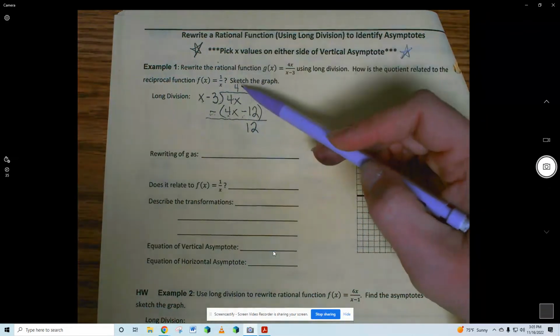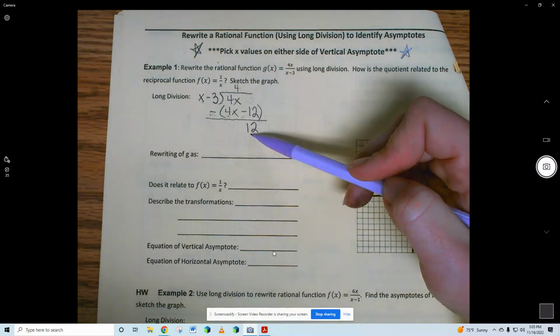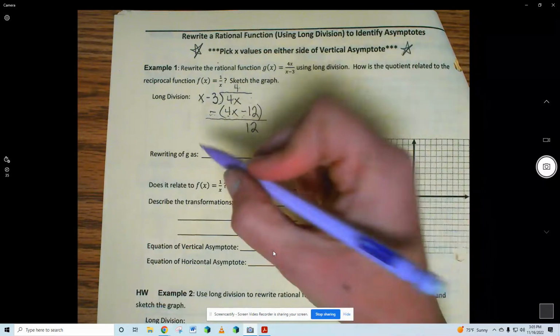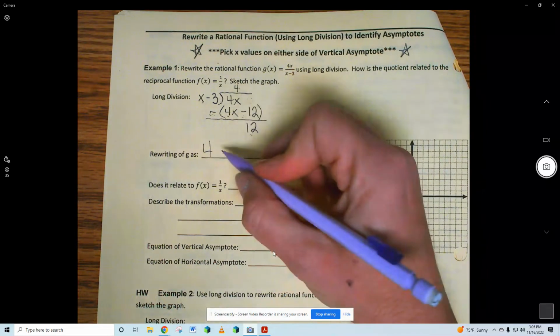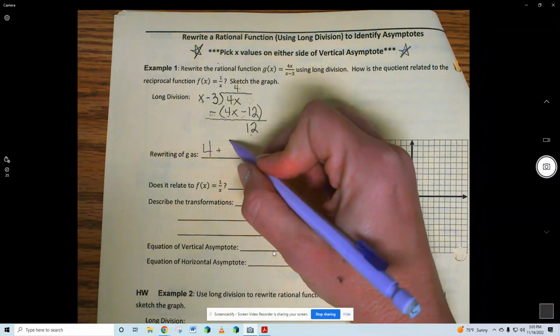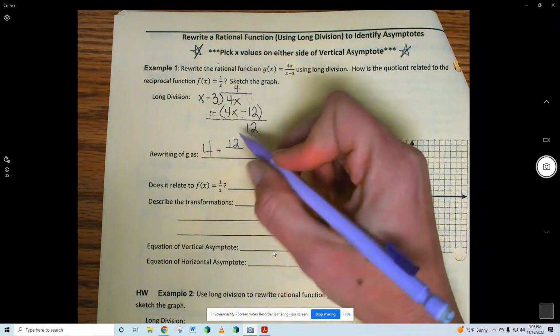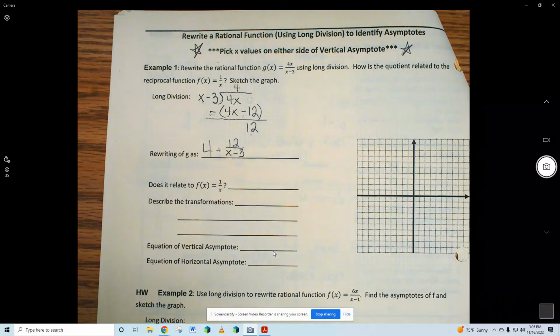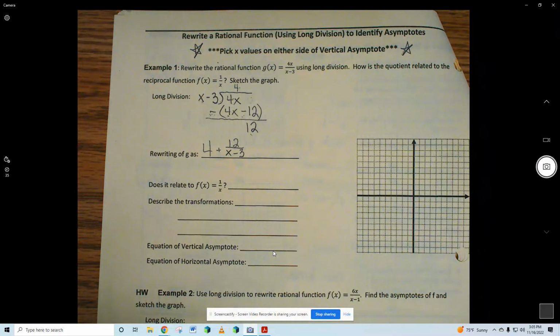It goes in 4 whole times with 12 as my remainder. So this is how I would write it. It goes in 4 whole times, and I have 12 as my remainder over what I originally divided by. So this looks good. This is what we did last chapter with long division. However, this does not help me with yesterday.